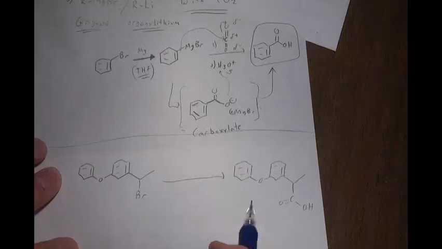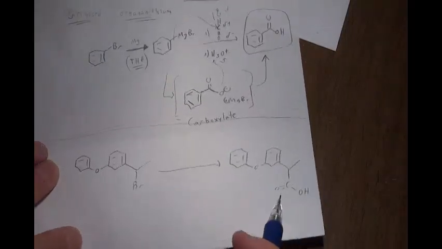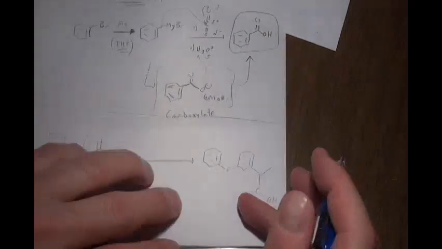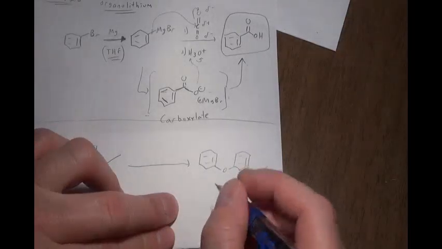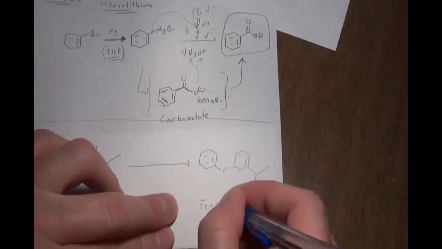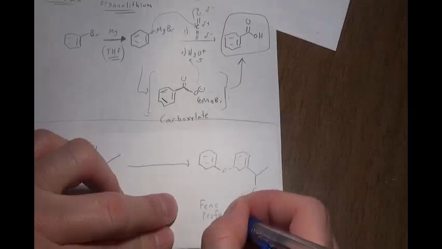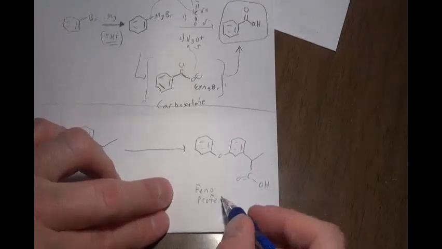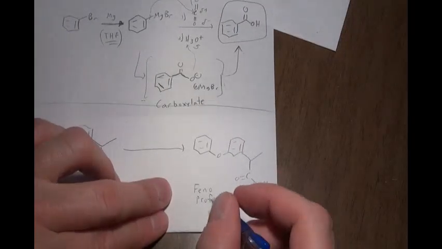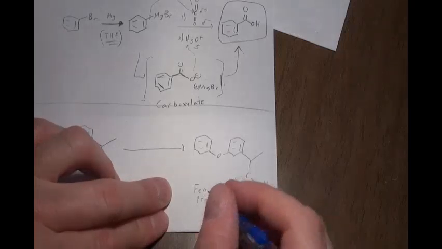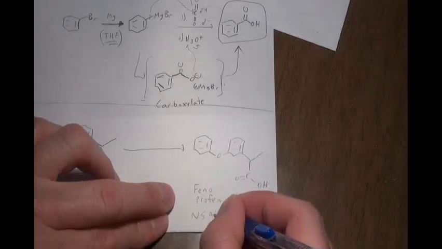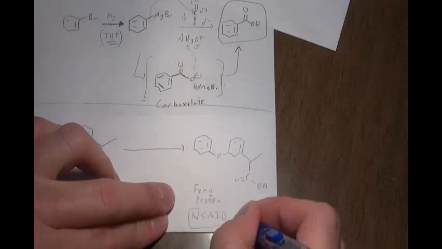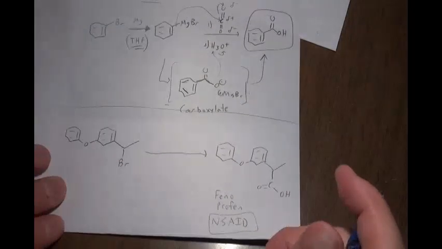How can we convert this bromide to this carboxylic acid? And this is actually a drug. This is called Fenoprofen. F-E-N-O, Profen. P-R-O-F-E-N. It's an NSAID, non-steroidal anti-inflammatory drug, kind of like ibuprofen or something.